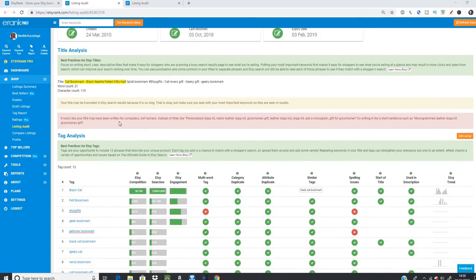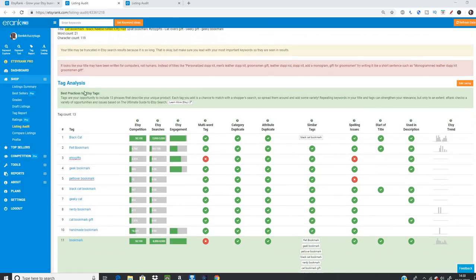Looks like your title's been written for computers. Again, it's warning us, and we can see this is in red. This is saying this is important, fix this. So yeah, it's telling me I've done wrong, and I completely agree with it on this listing. However, ain't touching it. And here we have green just telling us best practices for tags include 13 phrases. Each tag has a chance to match with a search. So it's just giving us some good advice for a tag analysis.